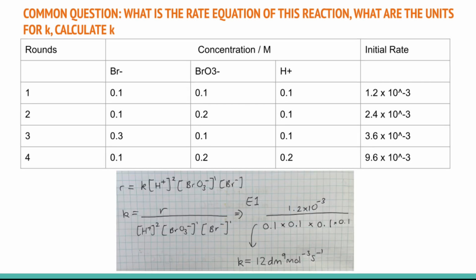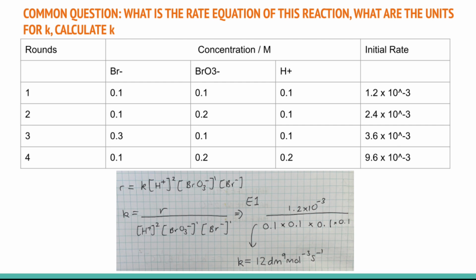So the first thing you want to do in this question is write out your rate equation. Again, the rate equation is rate equals the proportionality constant multiplied by the concentration of the species to the power of its order. In this case, we know that hydrogen ion is a second order, bromate ion is a first order, and bromide ion is a first order. So our rate equation is rate equals the proportionality constant multiplied by hydrogen ion concentration squared, multiplied by bromate ion concentration, multiplied by bromide ion concentration.